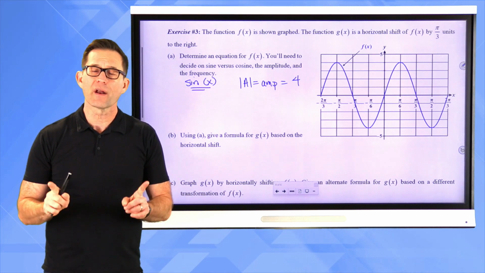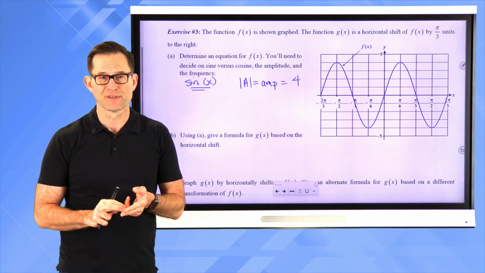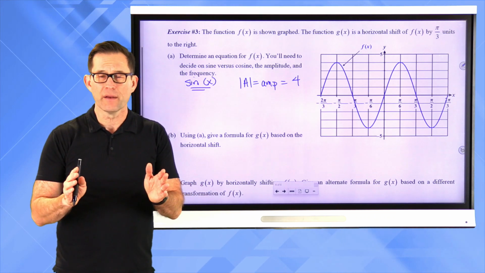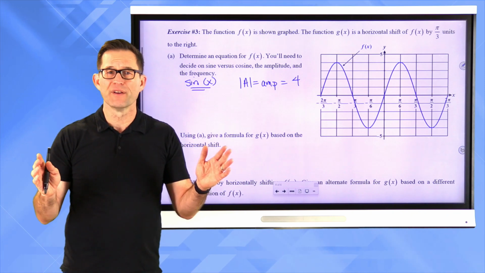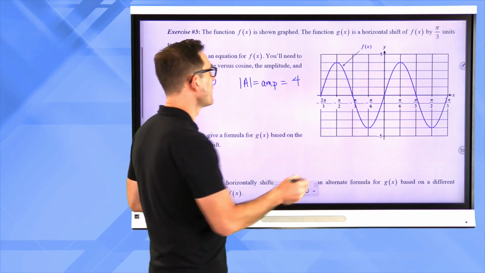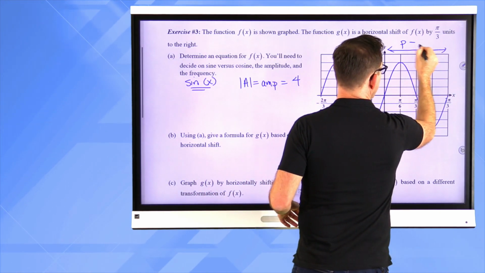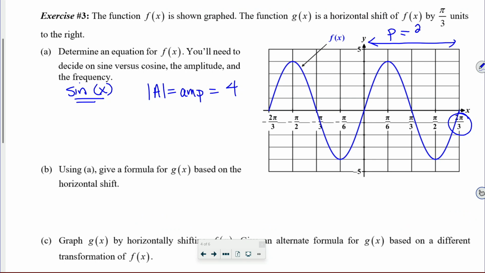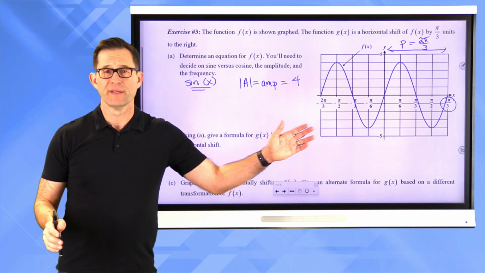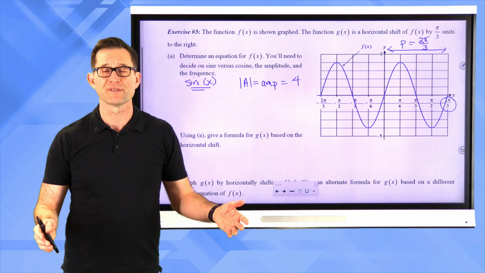Now the other thing that I have to think about is what the period is and what the frequency is. Now the period is the amount of horizontal distance that it takes for the curve to repeat itself. And in this example, that is very simple. The period is literally just sitting here: 2 pi over 3. Sometimes we'll have to work a little bit harder to figure out what the period is, but it's 2 pi over 3. It takes 2 pi over 3 radians for it to complete one cycle.